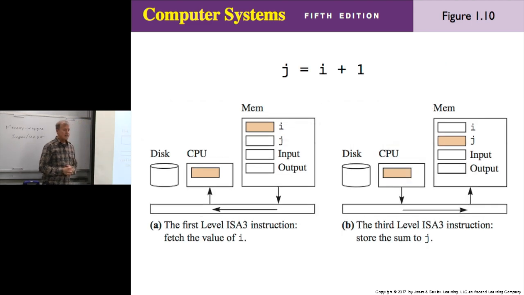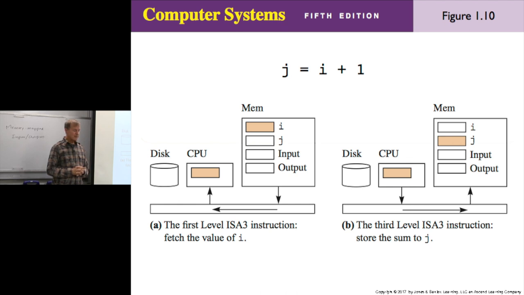Now look, in C, suppose you have this statement, J gets I plus 1. How in the world does the computer system do this computation? J gets I plus 1. Well, in figure 1.10 here, we see in part A of the figure, I and J are variables, and they can have values. Are you with me? So they have values that are stored in the main memory of the computer. And the way the system does J gets I plus 1, first it brings I over the bus into the CPU. Do you see what we're saying? It brings it into the CPU.